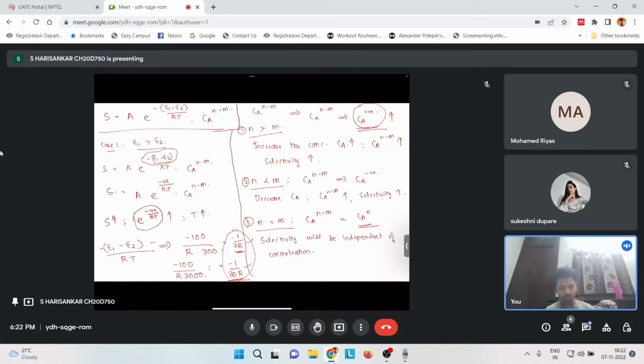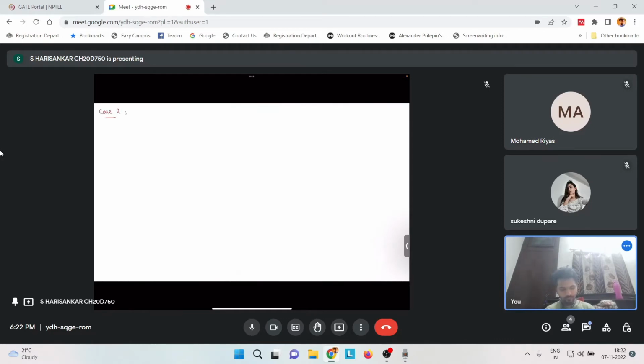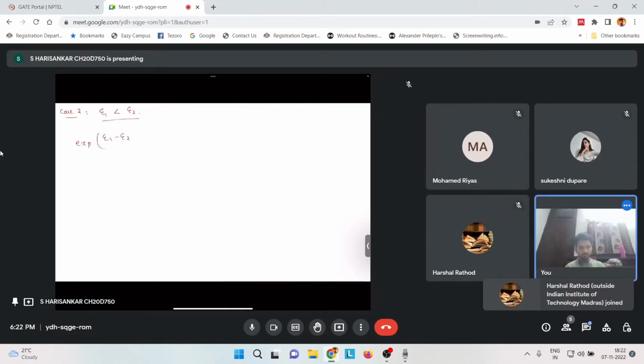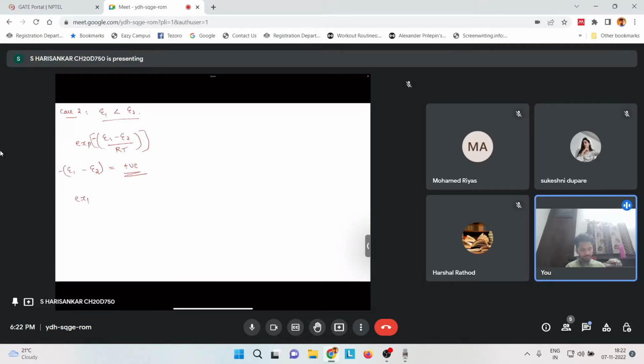Now if we go to case 2, E1 less than E2. In this case, again, the exponential term is basically minus (E1 minus E2) by RT, right? So here, since E1 is less than E2, E1 minus E2 will be negative, or minus of (E1 minus E2) will be positive. So this whole exponential term is basically a positive term by RT.